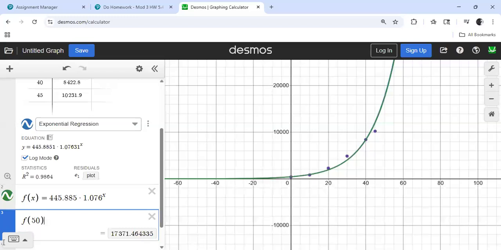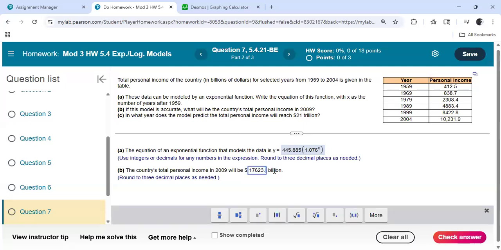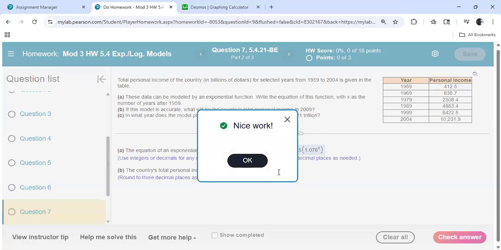So let me type this in instead, 17,371.464. All right, so sometimes they'll take both the rounded and unrounded values. This one seems to not want that. They want us to put exactly the same numbers that we typed in part A. So 17,371.464. Okay, how about that?